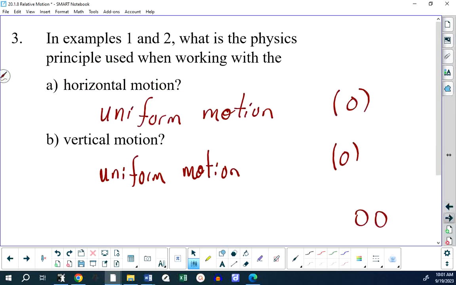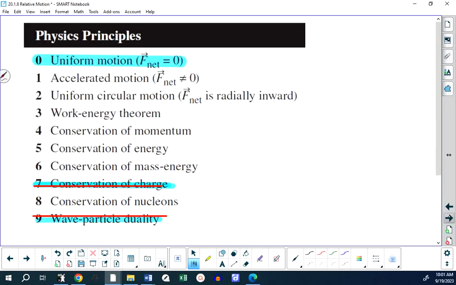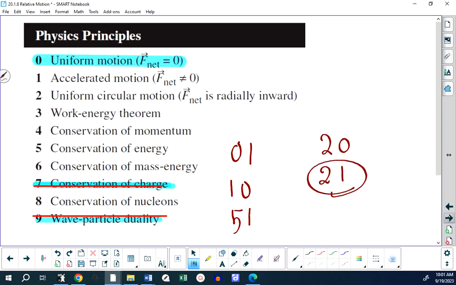I'll tell you right now that by the time you get to the end of this course, you're going to have sometimes 0, 1 as an answer. You'll do uniform motion first, then accelerated. Sometimes it will be 1, 0. Sometimes in this course it will be 5, 1. Sometimes it will be 2, 0, 2, 1. There's all kinds of combinations here. If your answer is 2, 1, that means you had to use uniform circular motion to get a number so that you could use accelerated motion to get the answer. So I wanted to throw that out and just get you used to that.